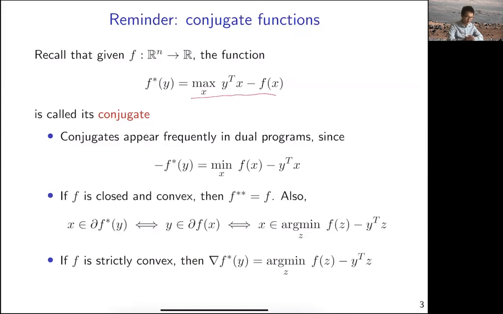So from this definition itself, it also gives you the nice Fenchel-Young inequality, which holds for any x and y and for any conjugate pair f and f star.